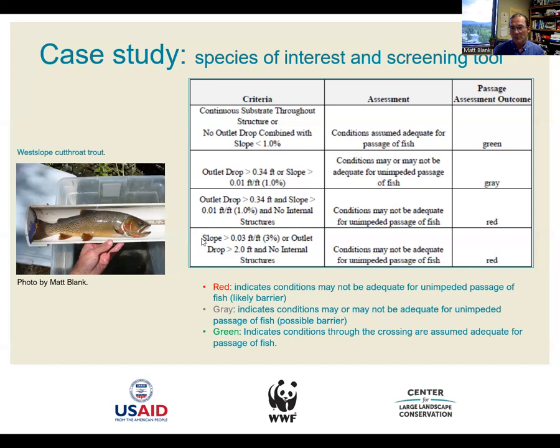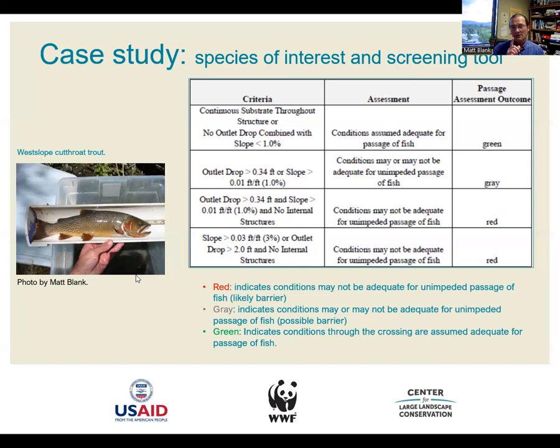And then the last is probably the most extreme in this case, where the slope is more than 3%, or the outlet drop is greater than 2 feet. So it's an either or in this case. Those are pretty extreme conditions for most fish to get through. If either of those exist, then it's a red ranking, and it's considered that it may not be adequate for repeated passage of fish. So that's how we created that ranking using information we have on our species of interest here.